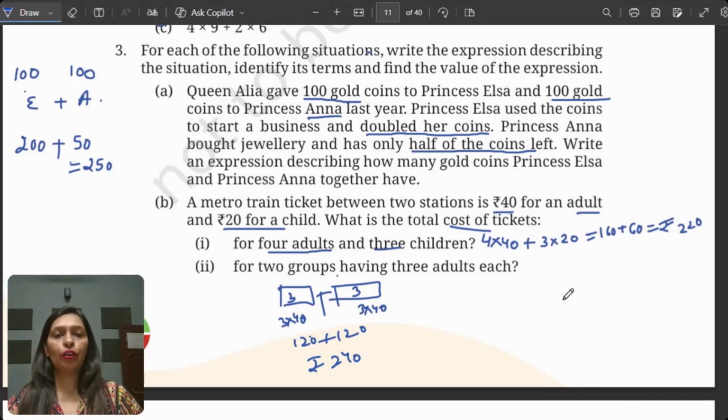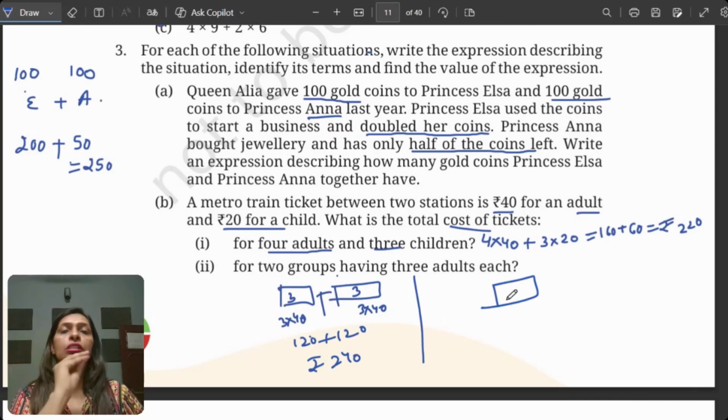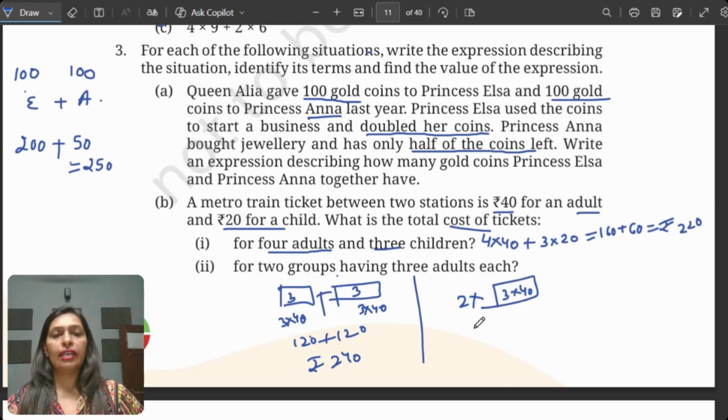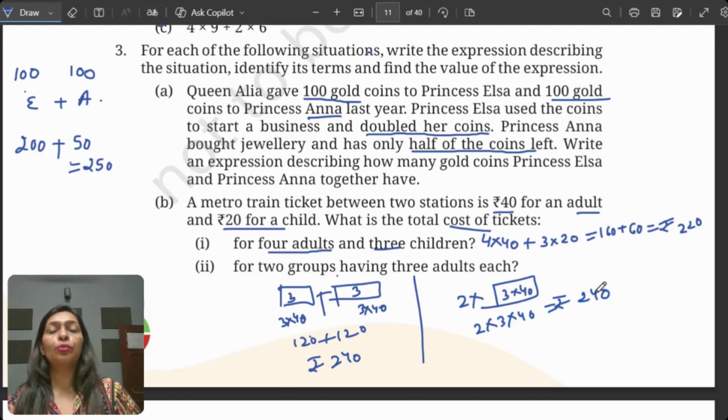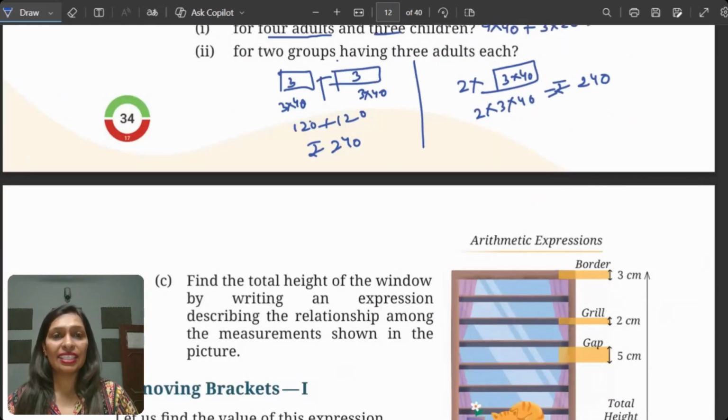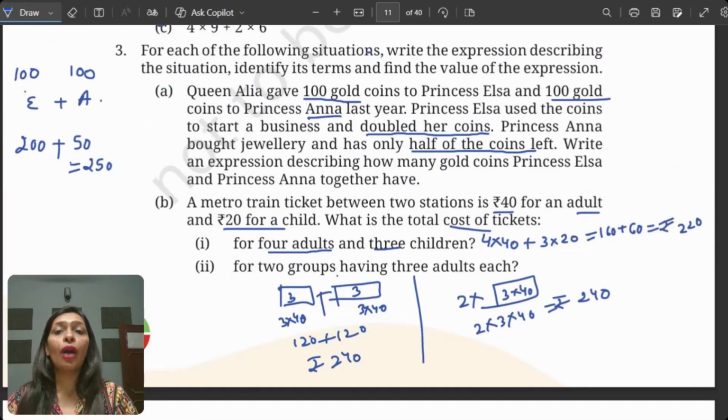Or what is the other way of doing it? The other way of doing it is this: I find the value for one group. It means 3 into 40, that is 120, and I'm simply going to double that cost. So that means 2 multiplied by 3 multiplied by 40, which again gives me the amount that is rupees 240.